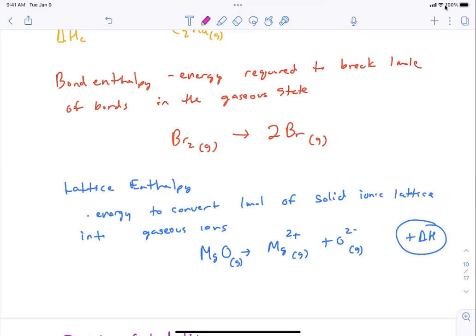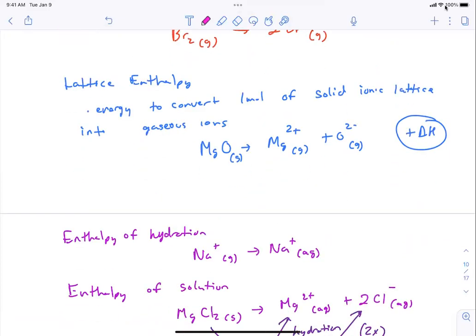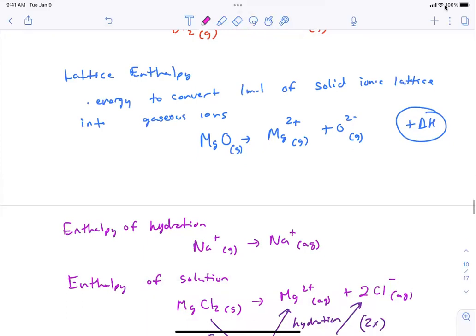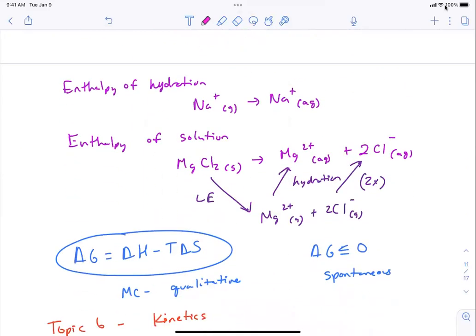Okay. Lattice enthalpy, higher level: knowing the reaction of magnesium oxide, the solid ionic lattice, into gaseous ions. That definition is given in your data booklet, but also know that it's going to be endothermic in that direction. Enthalpy of hydration is going from gas to aqueous ion, and enthalpy of solution is going from solid to the aqueous ion. So it goes through the lattice enthalpy, through hydration, to get to that overall product.